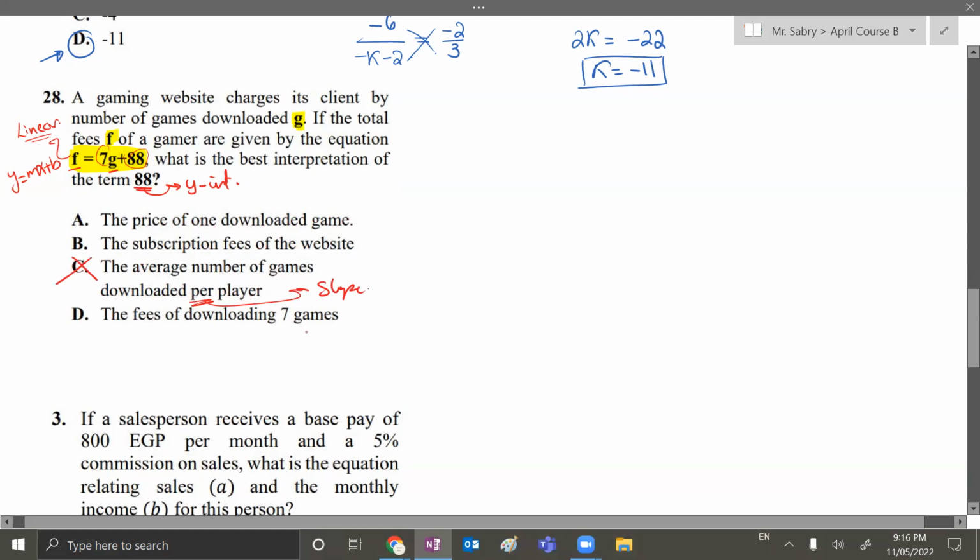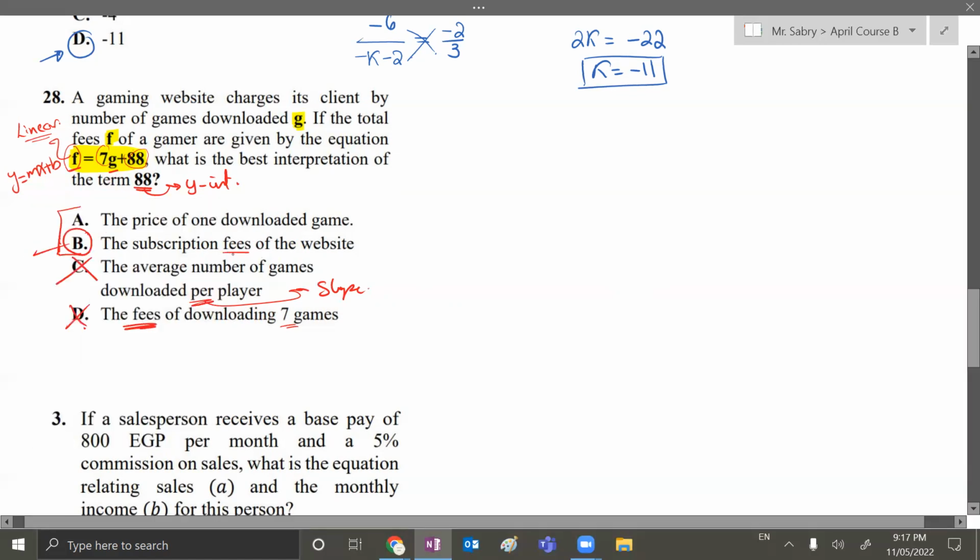The fees of downloading 7 games, this is weird. It has nothing to do with any of that. We know that the fees, by the way, should be represented by F. So F should be the fees of downloading a number of games. So it's either A now or B. Now, the price of downloading one game is actually the slope, because that's the rate. But anyway, the subscription fees is the 100% correct answer.